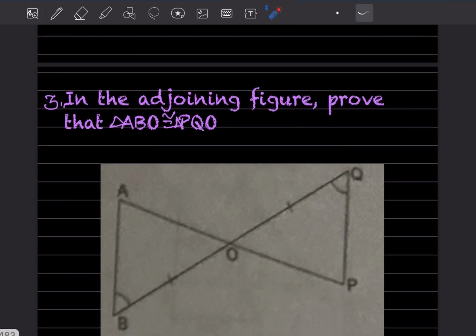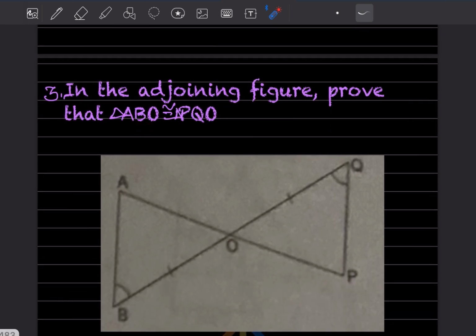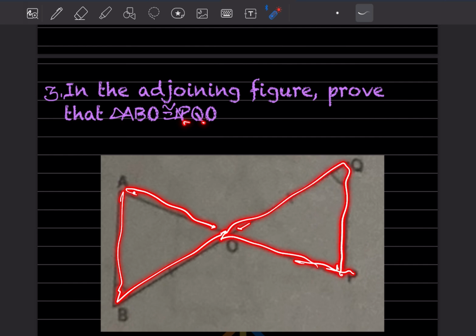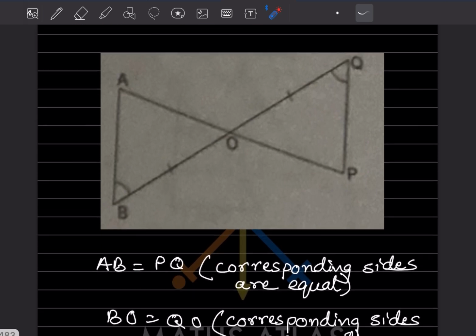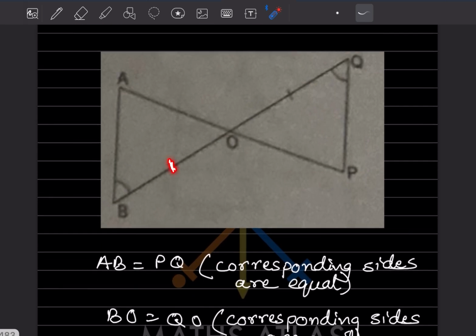In the adjoining figure, prove that triangle ABO is equal to triangle, sorry, it will be PQO. So this one. So now we have to prove this one. So now what we have, they are given here. Now the AB is equal to, because they said this is congruent, so AB is going to be equal to PQ.